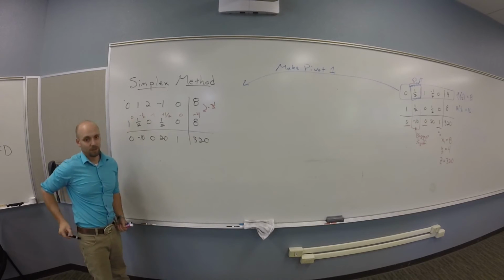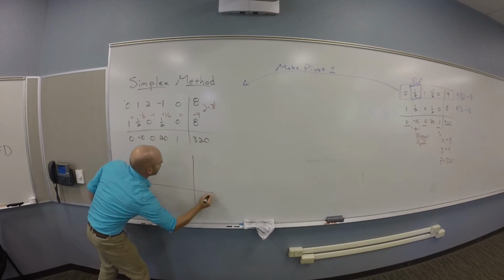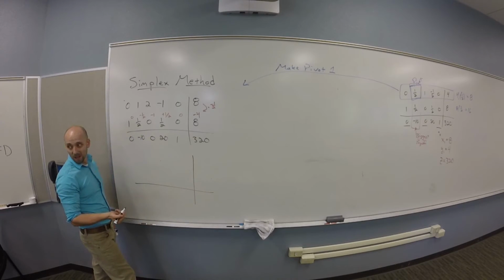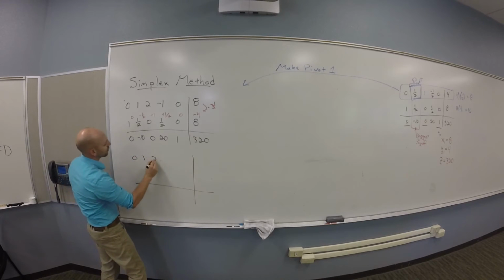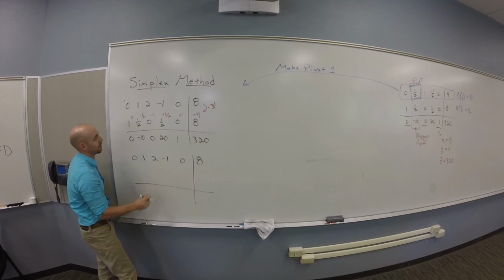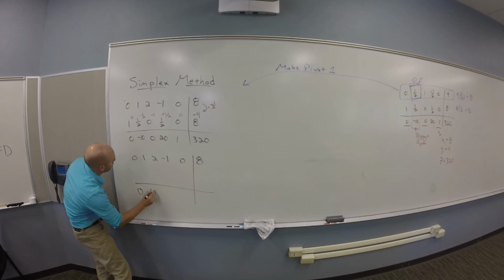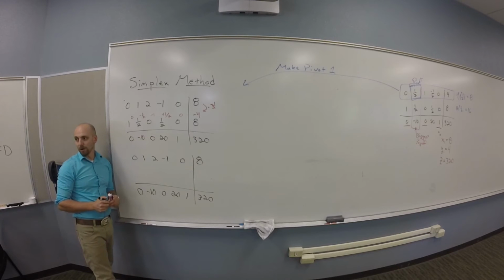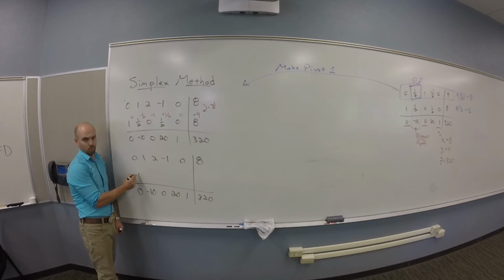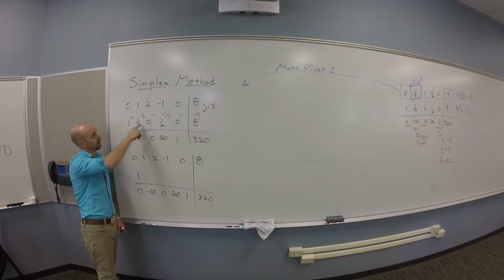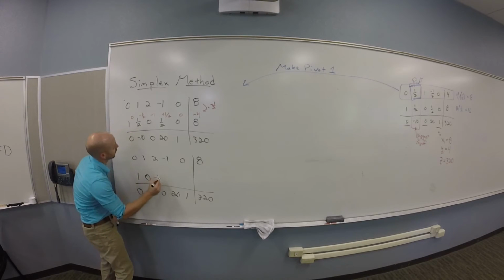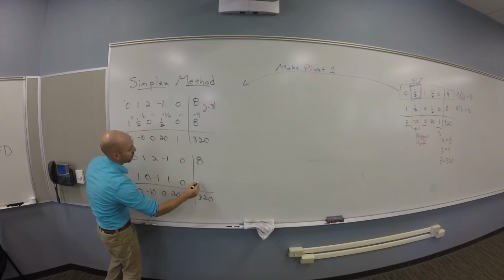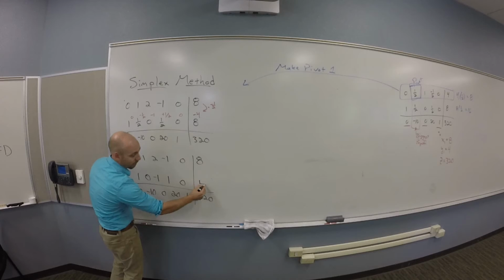Okay, so now I'm going to do that little addition problem, right? And what am I doing to the top row? Nothing. So I got 0, 1, 2, -1, 0, 8. Bottom row, nothing. So I got 0, -10, 0, 20, 1, 320. And now in my middle row, what do I have? 0, 0, -1, 1. I'm hoping for 1. Sorry. 1 plus 0 is 1. And then 0, 0, -1, -1, 1, 0, -4. 0, and 4.